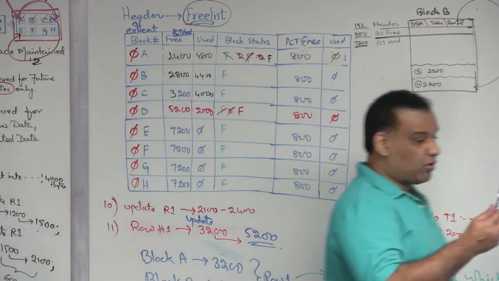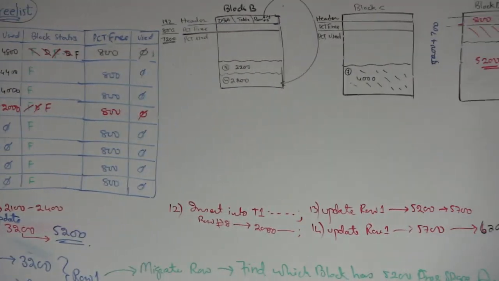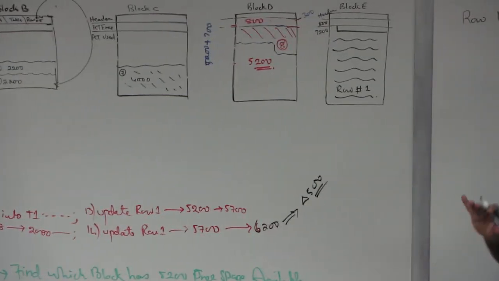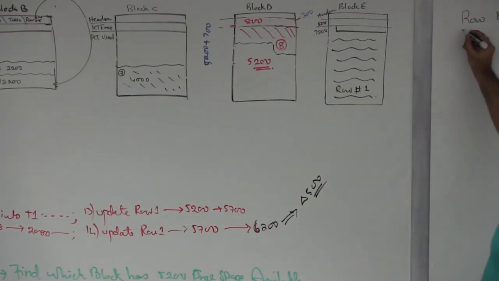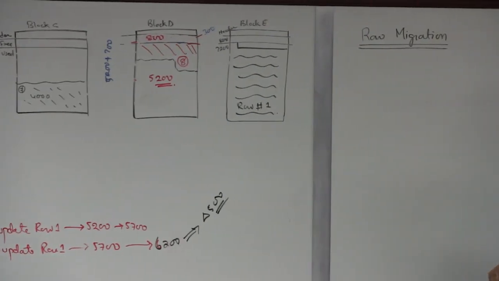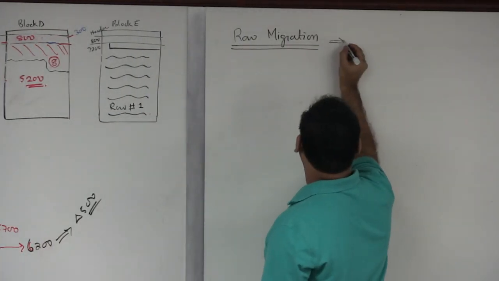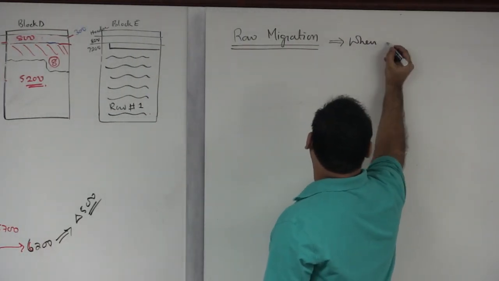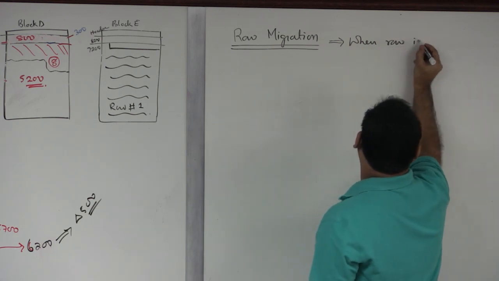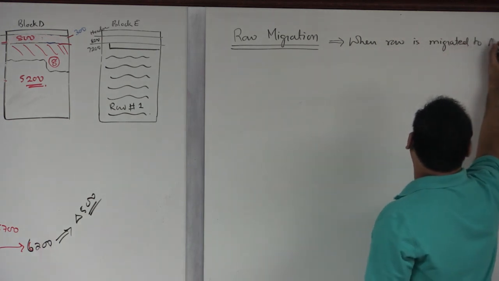So this is called row migration. This is another interview question. What is the difference between row migration and row chaining? We haven't talked about row chaining yet. But how do you describe row migration? This is a very famous interview question. What is row migration? Row migration is when a row is migrated to another block.